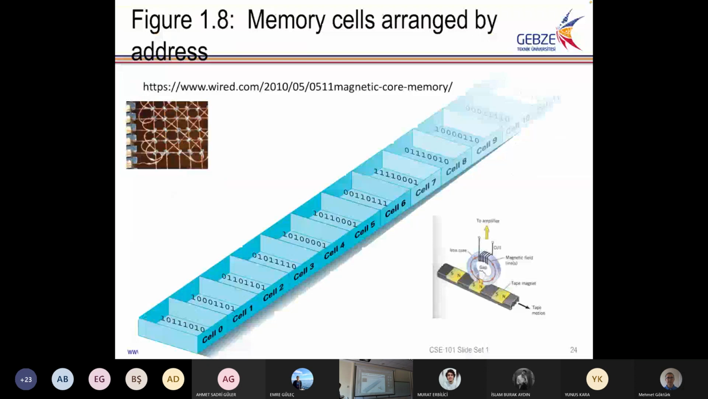Just like a magnetic tape, you can read forward and backward through the memory. You cannot read it all at once. You need to read one, take it, another one, take it, another one, take it. So it is like a tape.